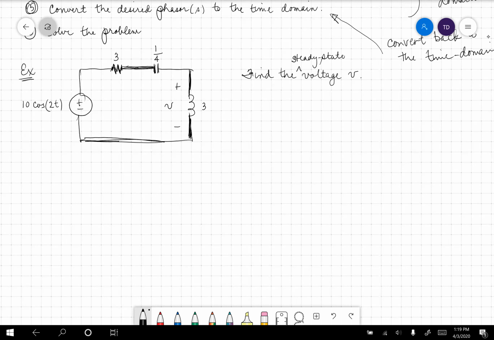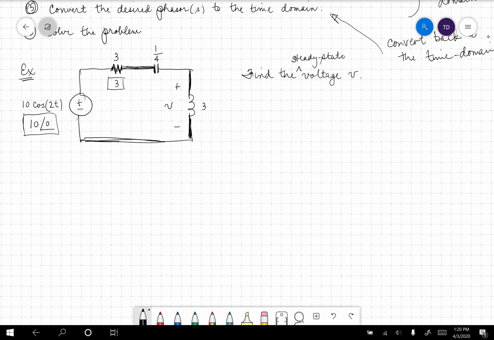So step one, and you should be thinking of doing this in different colors or redrawing the circuit. But I would recommend that you don't redraw the circuit. So draw the circuit large enough so that there's enough space to put the following on. So 10 is going to be 10 at an angle of 0. That's the phasor domain. I'm going to circle or box everything that's in the frequency domain.